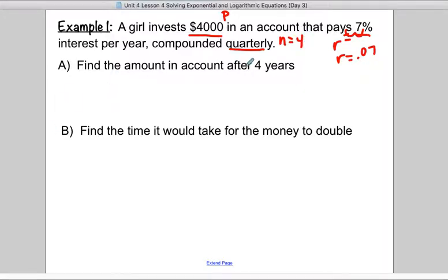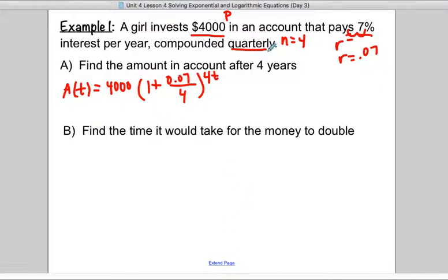So it says find the amount in the account after 4 years. So let's just write the equation out. We would have A of t is equal to our principal, 4,000. Then it is 1 plus our rate, 0.07, over our number of times compounded, 4, to the 4t, nt. Okay. That would be for any time. This problem is specifically asking us to find it after 4 years. So we are plugging in 4 for t.